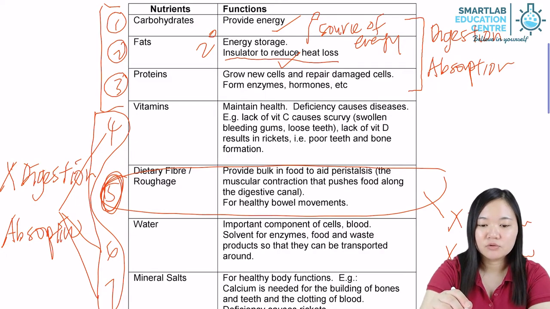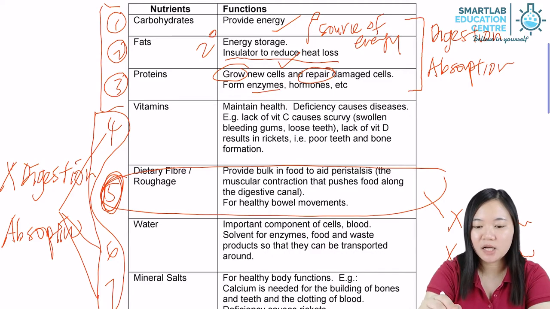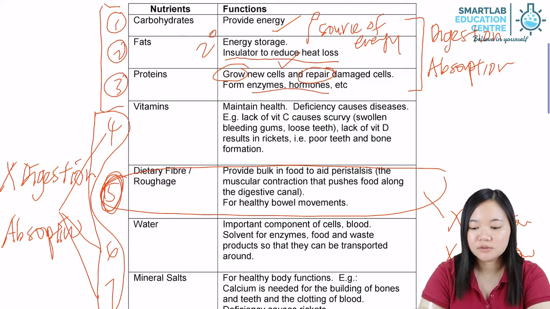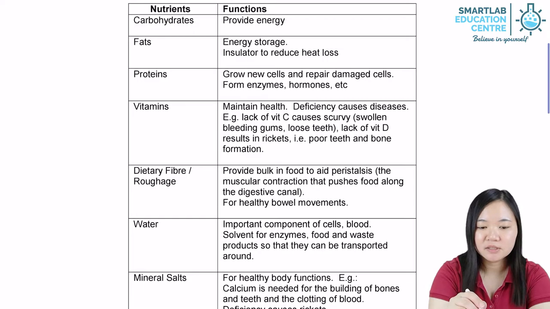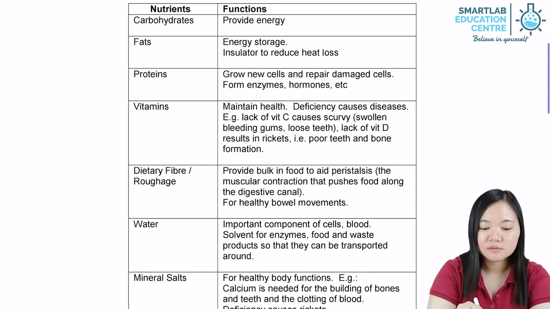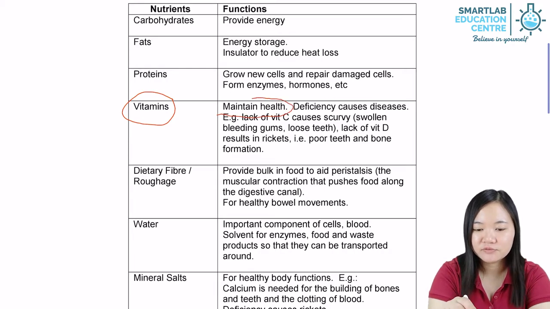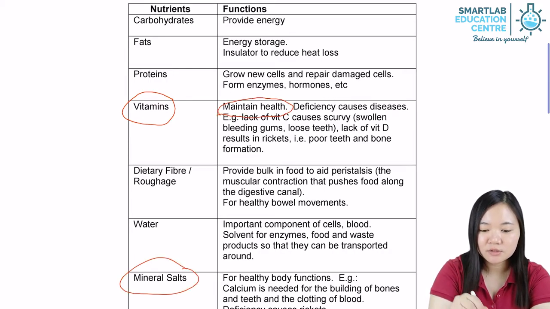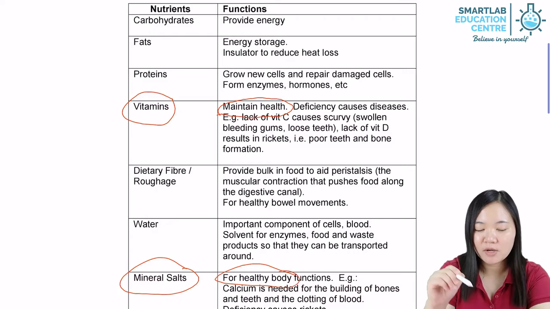Protein is there to grow new cells and repair damaged cells. It's there to form enzymes and also hormones. Vitamins. So basically, vitamins are there to maintain health. Mineral salts are there to maintain health as well.